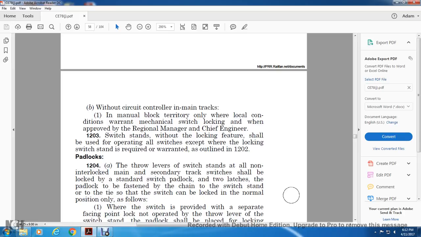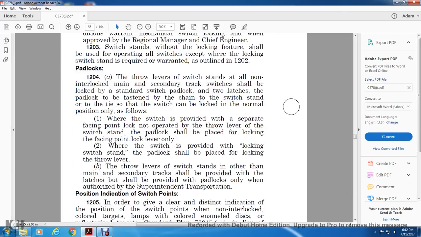Switch stands without the locking feature shall be used with all operating switches except for the locking switch stands that are required, as warranted in chapter 1202. 1204. The throw lever of non-interlocked main and secondary track switches shall be secured with the standard switch padlock, and the latches of the padlock fastened by the chain with which the switch stand is tied, so that the switch can be locked in the normal position as follows.